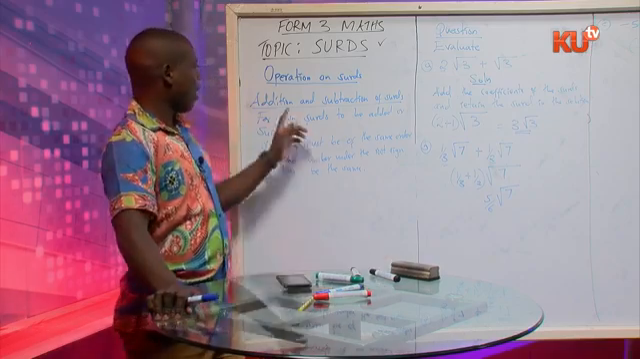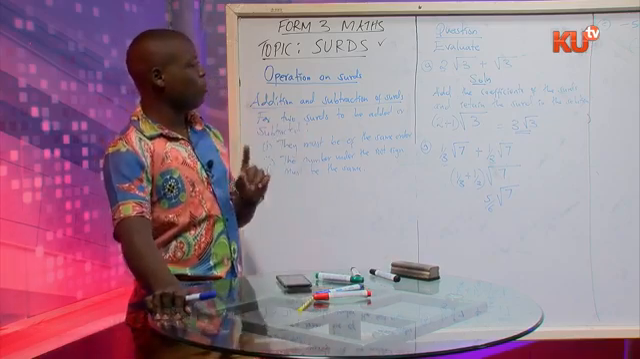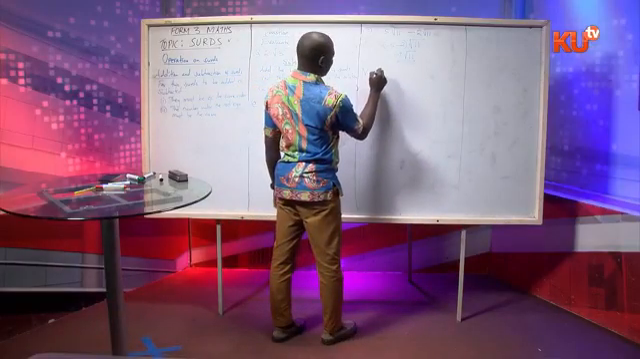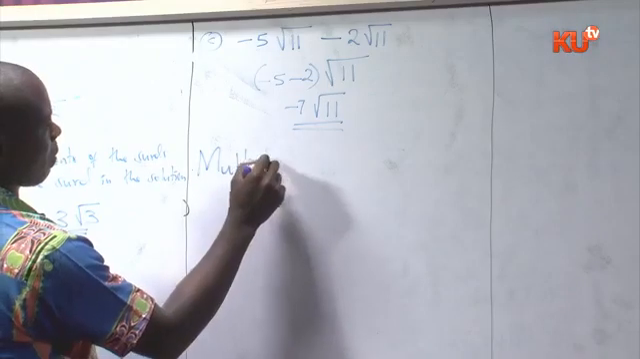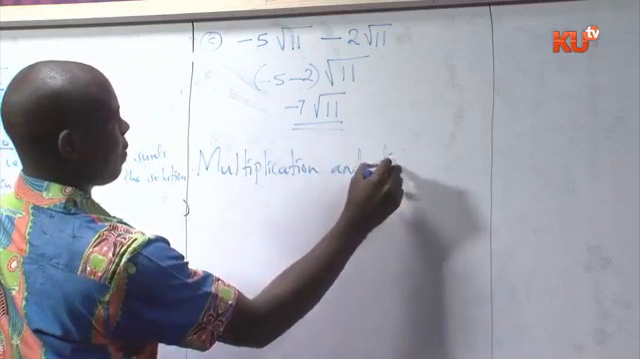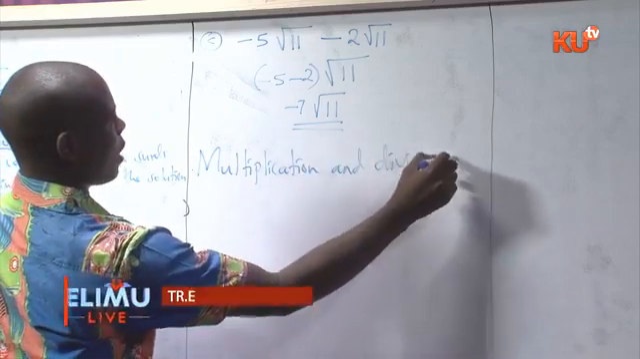Next thing, after addition and subtraction, we must do multiplication and division of surds.